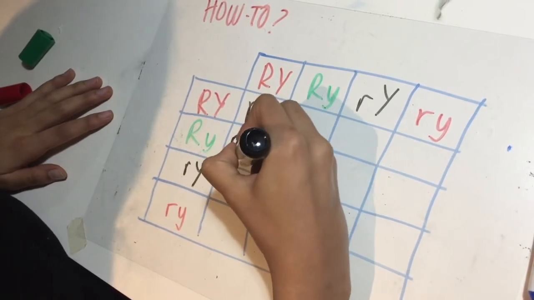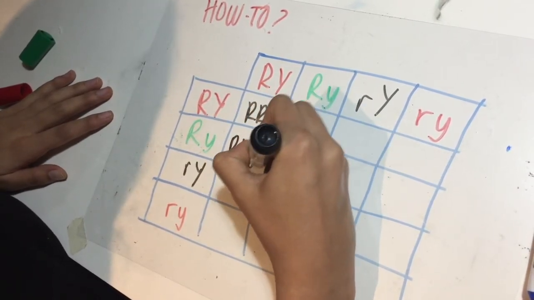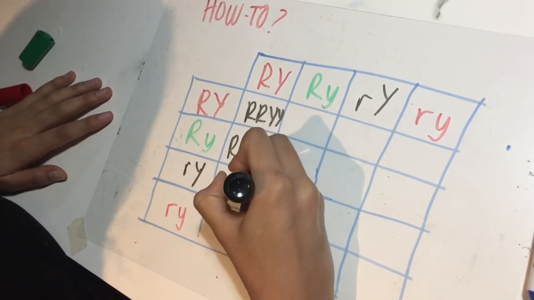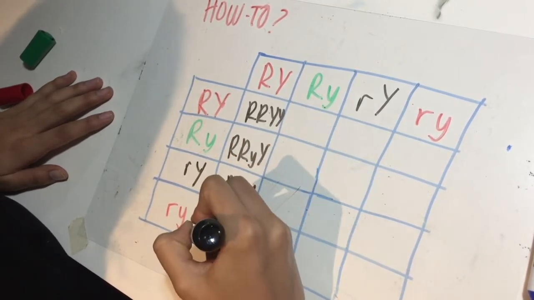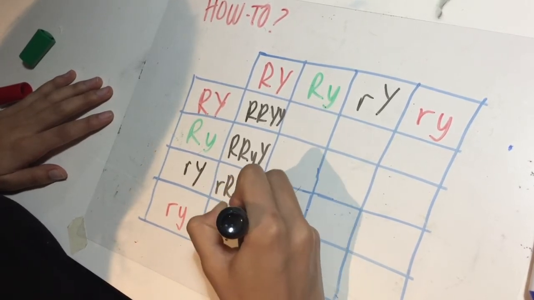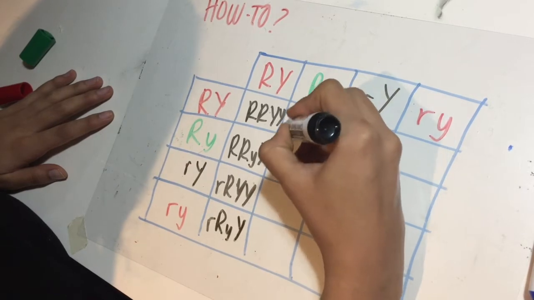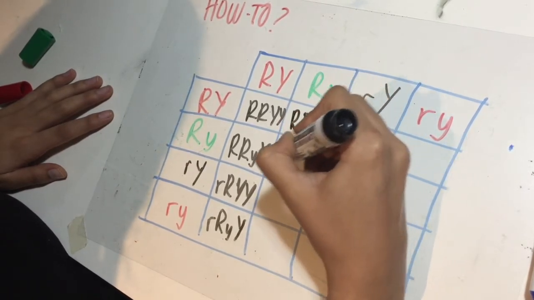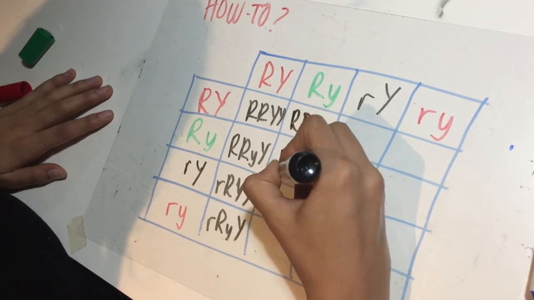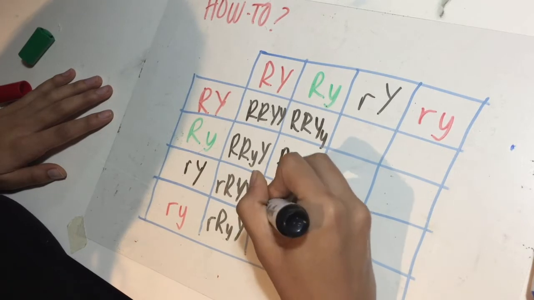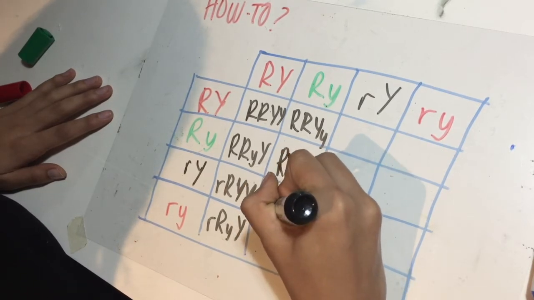Then, you fill in the boxes by copying the row and column head letters across or down into the empty square. This gives the prediction of the frequency of all the potential genotypes among the offspring. The Punnett square is not always correct because it is like a game of probability. The probability could change.